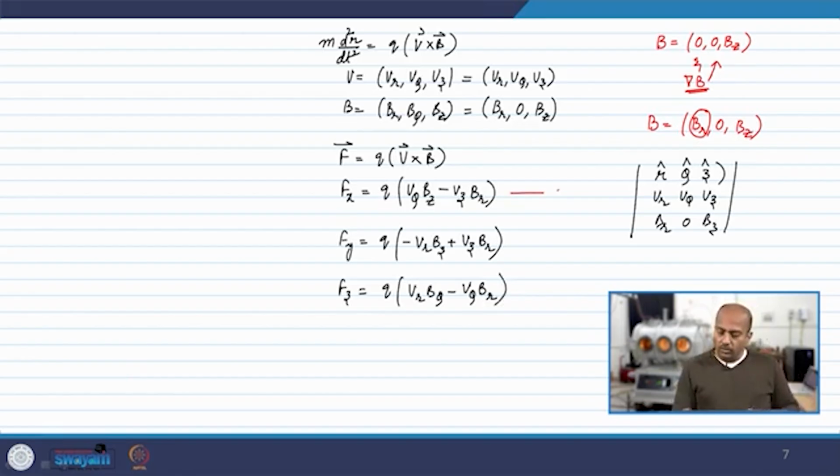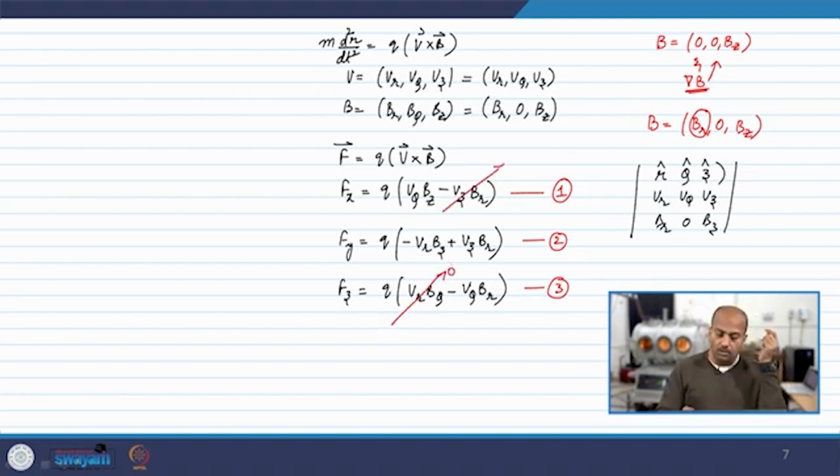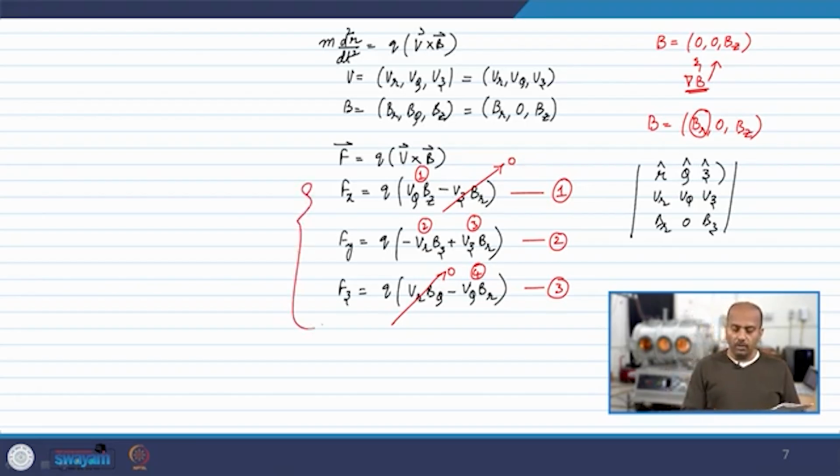Right. So, let us say we call these equations 1, 2 and 3. So, B phi is 0, right. So, this term becomes 0 and this term also becomes 0. Now, how many terms do we have? We have 1, 2, 3, 4. What are these? These are the components of the Lorentz force.